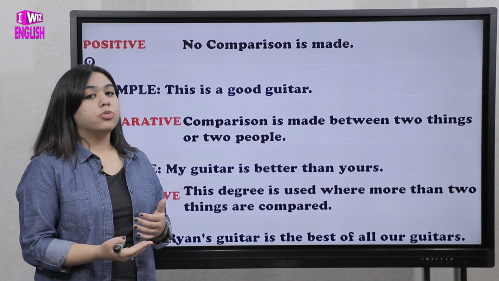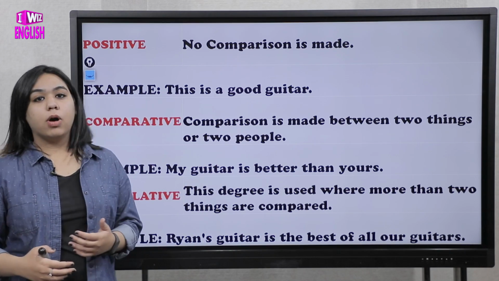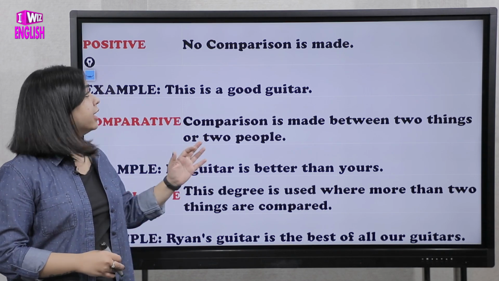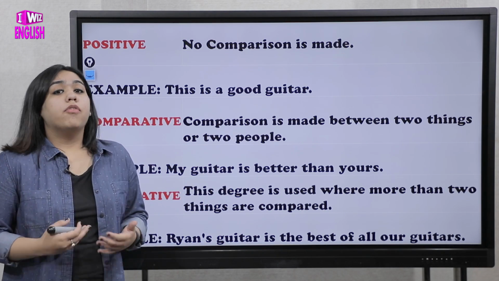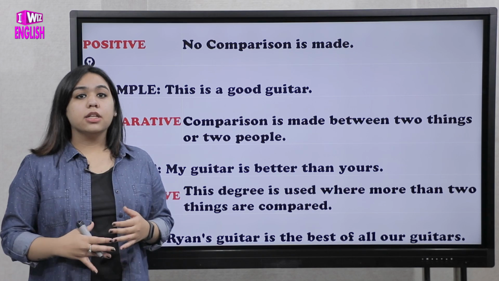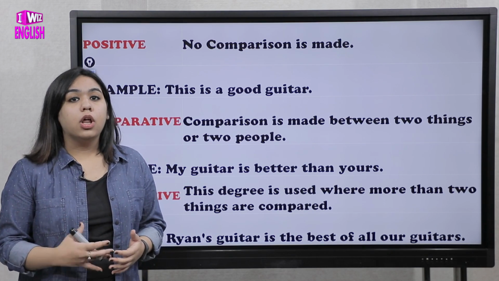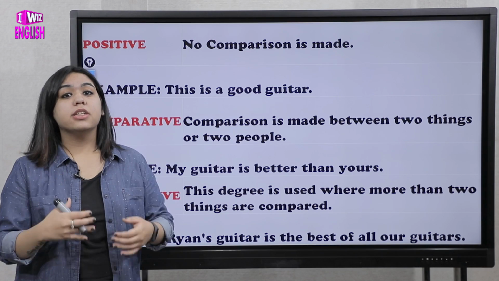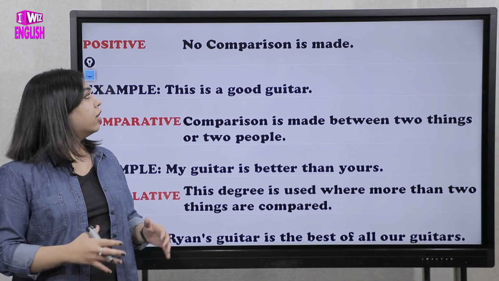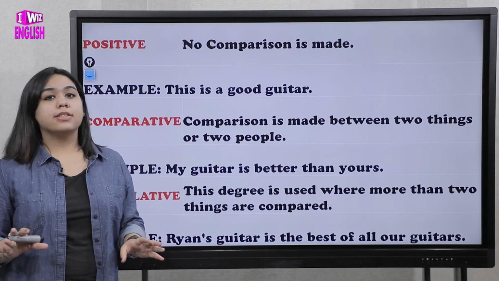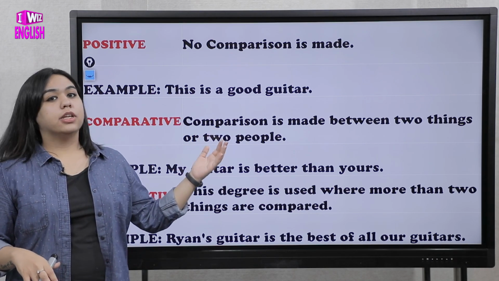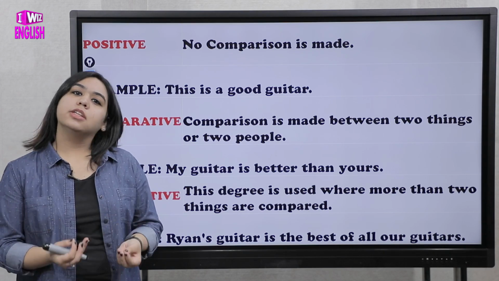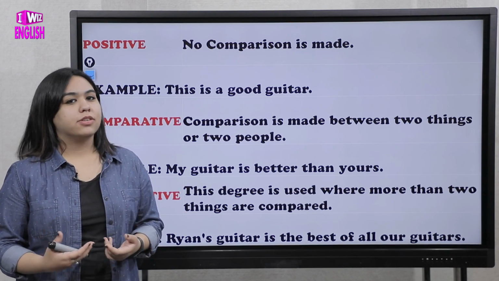Where are you going to use these degrees? Okay, let's read them one by one. Now, talking about the positive degree. We use this degree where no comparison is made. For example, if I say that your bag is beautiful, I am making no comparison. I just look at your bag and I say it's really beautiful. So wherever no comparison is made, it is the positive degree. The adjective here is beautiful. No comparison, it is the basic degree, the positive degree.